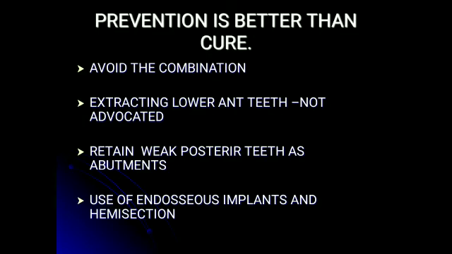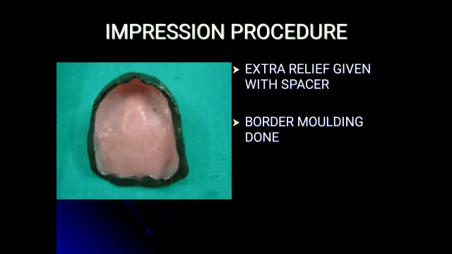Prevention is better than cure. To avoid combination syndrome, extracting the lower anterior teeth is not advocated. Retain weak posterior teeth as abutments, and use endosseous implants and hemisection.